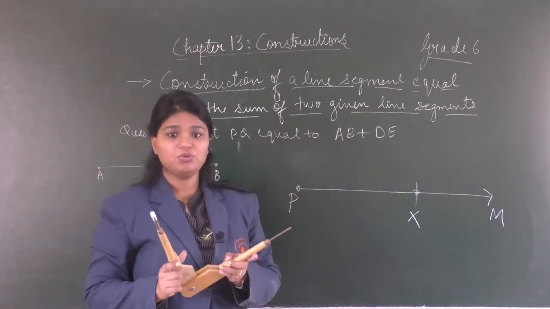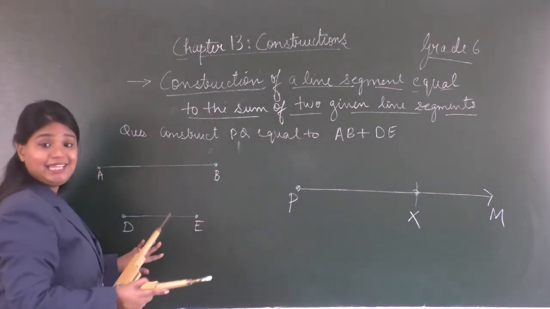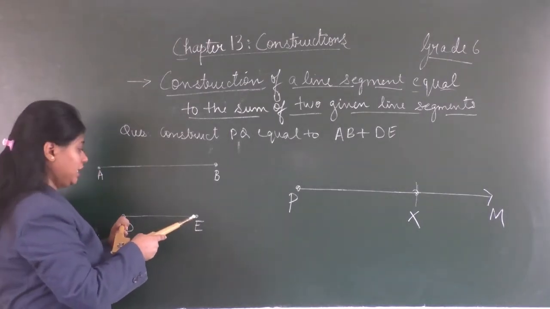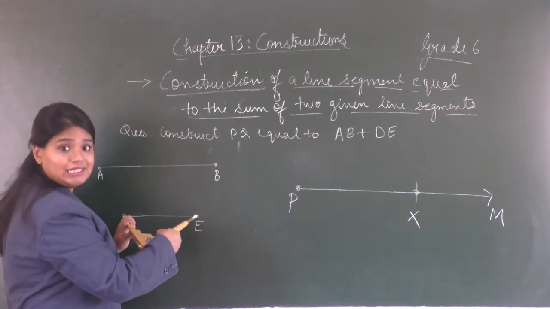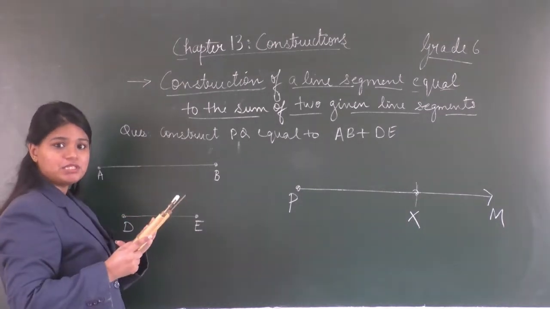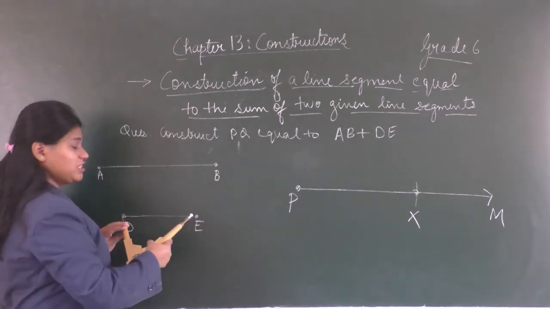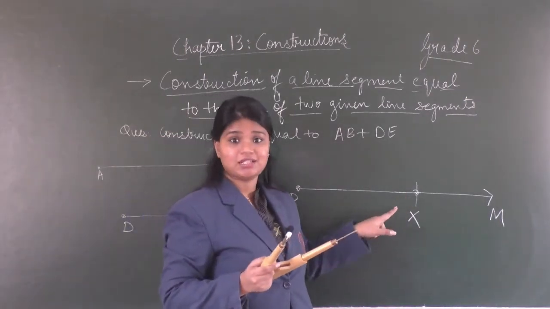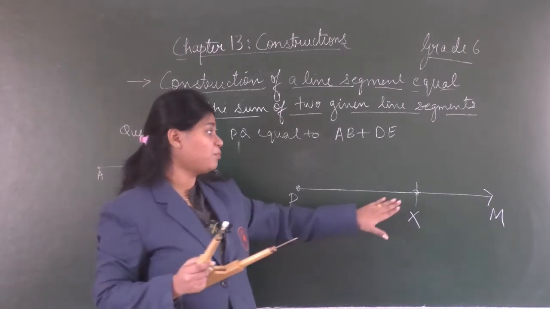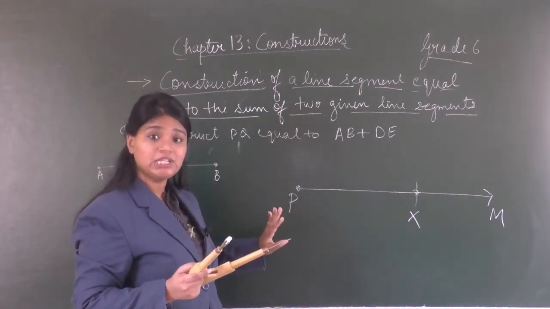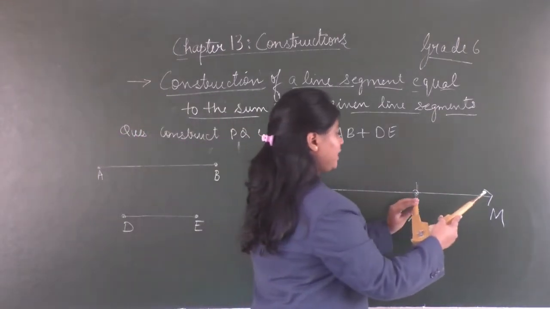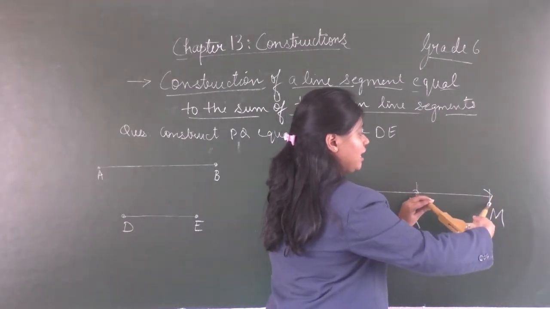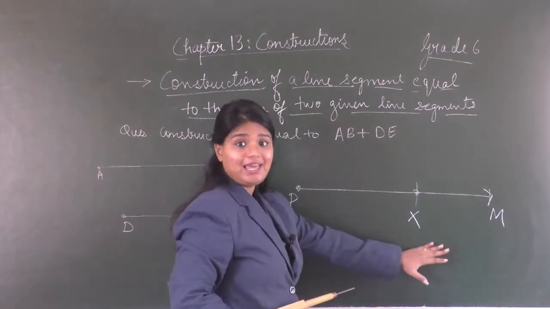Next step, what I will do, I will measure DE, the second line segment. So I will keep the needle on D and I will measure till E. So I have opened my compass wide apart from D to E. Now I will place the needle on point X. Please note, I will place the needle on point X and not on point P. So I have placed my needle on X and then I will cut an arc on the ray PM.